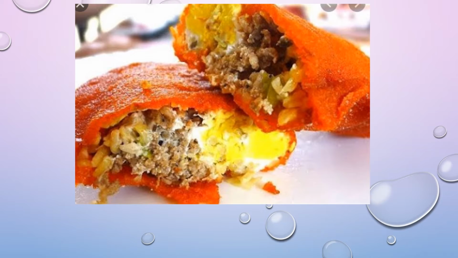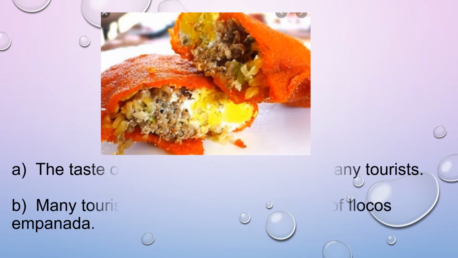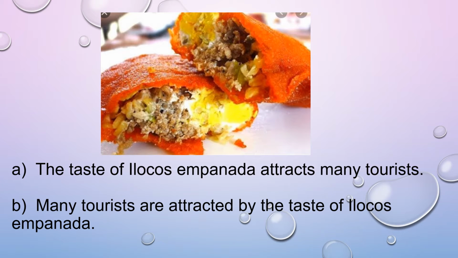Okay, so on page 3 you will see pictures. The first one is this one. So what is it? Right, this is a popular snack. Usually we see this in Vigan, but this is also available in Tagudin, which is the empanada. We have sentences beside the picture. Sentence A: The taste of Ilocos empanada attracts many tourists. And sentence B: Many tourists are attracted by the taste of Ilocos empanada.